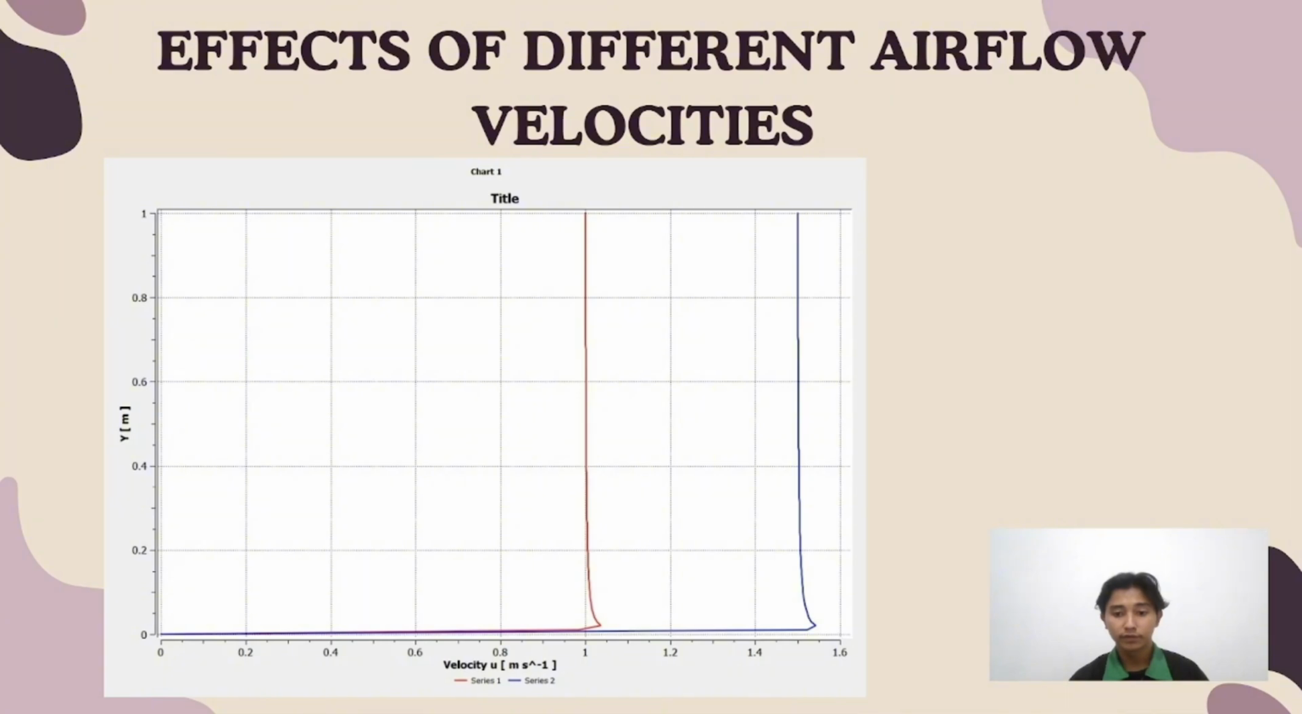At higher free stream velocities, that is 1.5 meter per second, the fluid carries more momentum. This increased momentum leads to a steeper velocity gradient near the surface and results in a thinner boundary layer. Next, for 1 meter per second, the red line, the velocity profile is more gradual, showing a thicker boundary layer as the fluid accelerates more slowly, while for 1.5 meter per second, the blue line, the velocity profile rises sharply, indicating that the flow velocity reached the free stream value much closer to the surface. This shows a steeper velocity gradient in a thinner boundary layer. That's all from me.